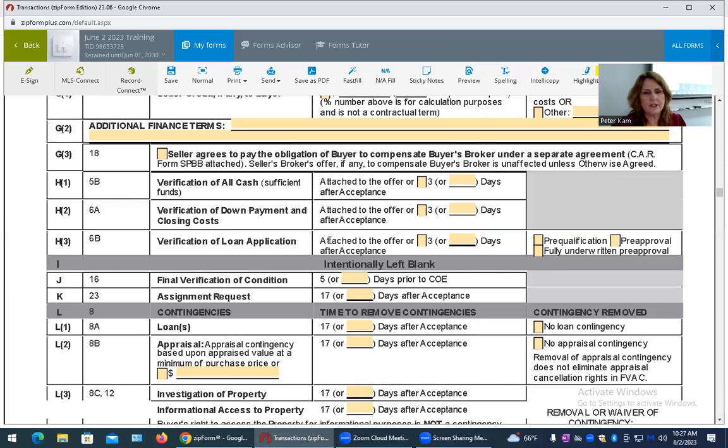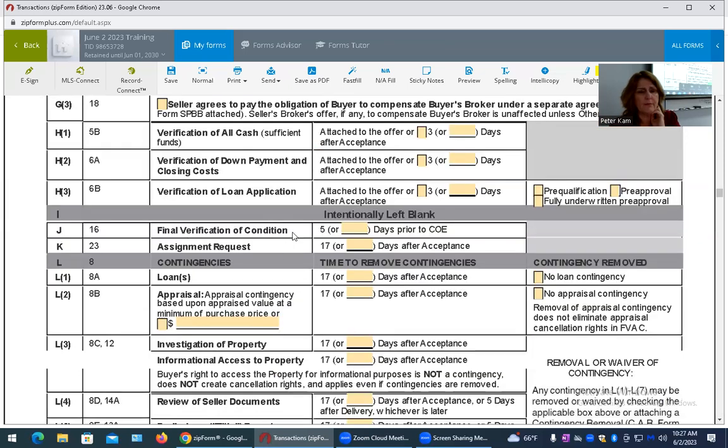Verification of loan application. I like it attached to the offer. I think most listing agents do. And then you're going to check over here what type of approval it is, loan application approval. Okay. Final verification of condition of property.